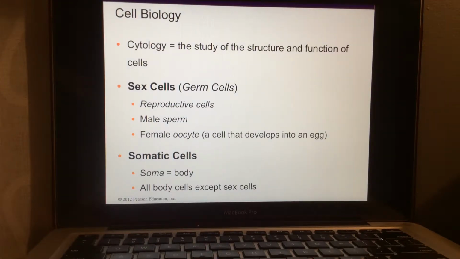If you are a cytologist, you are going to study the structure and function of cells. There are two main classes: sex cells, or germinative reproductive cells, which consist of the male sperm or the female oocyte, the cell that develops into an egg. And basically everything else is going to be a somatic cell. Soma means body, and it's all of the cells, from eyelash to toenails, except for the sex cells.